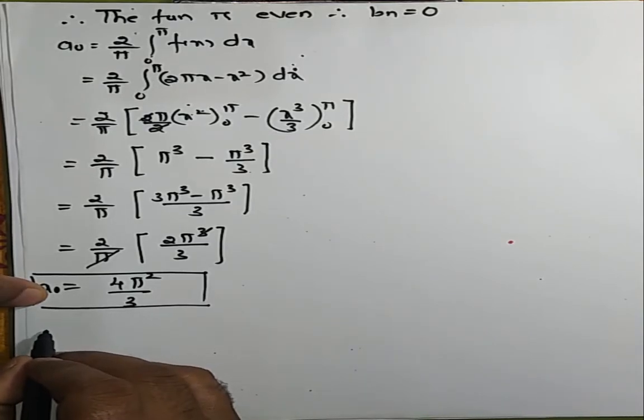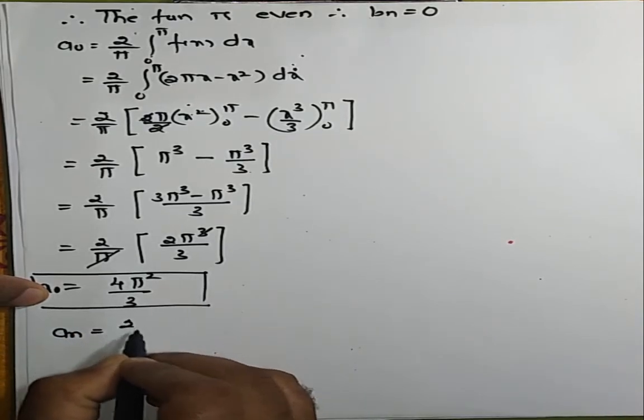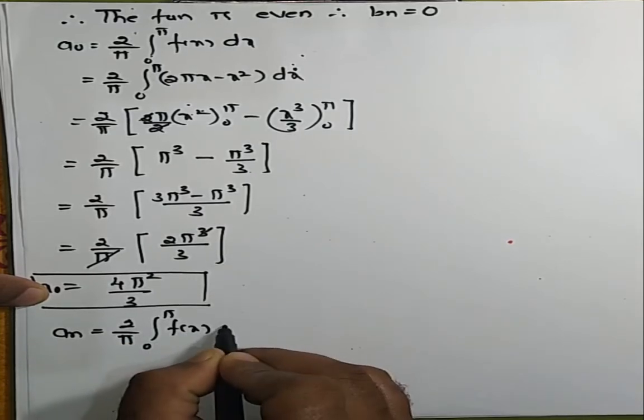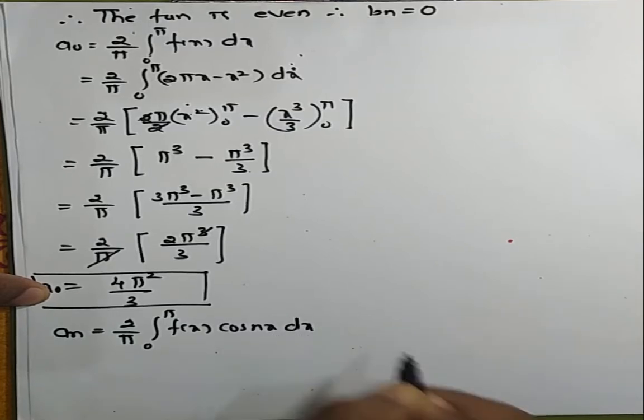Now let us go for an. An is equal to 2 divided by pi integration 0 to pi f of x into cos nx with respect to dx.